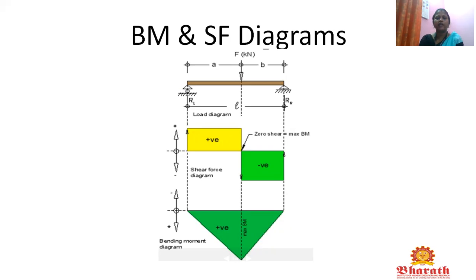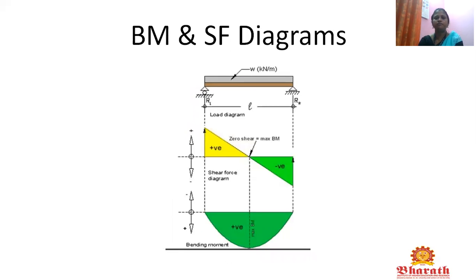Next is the bending moment diagram. The maximum moment will occur at the point where the force F is acting. At that particular point only we will get the maximum bending moment, shown with a positive sign in this diagram. So this is a bending moment and shear force diagram.